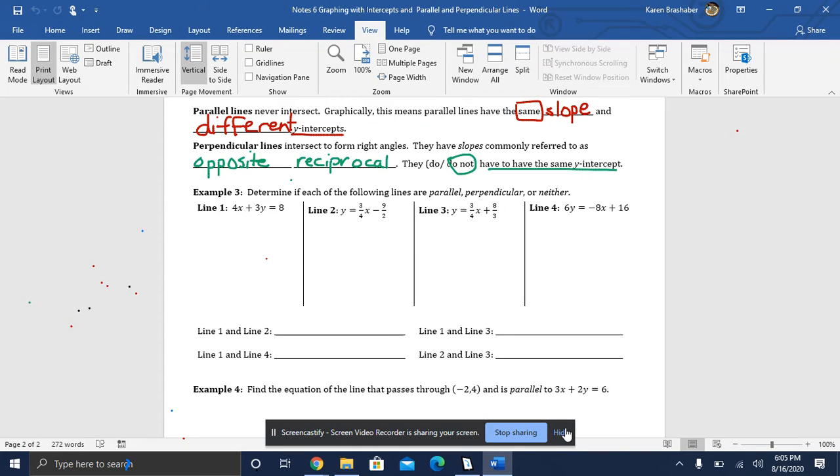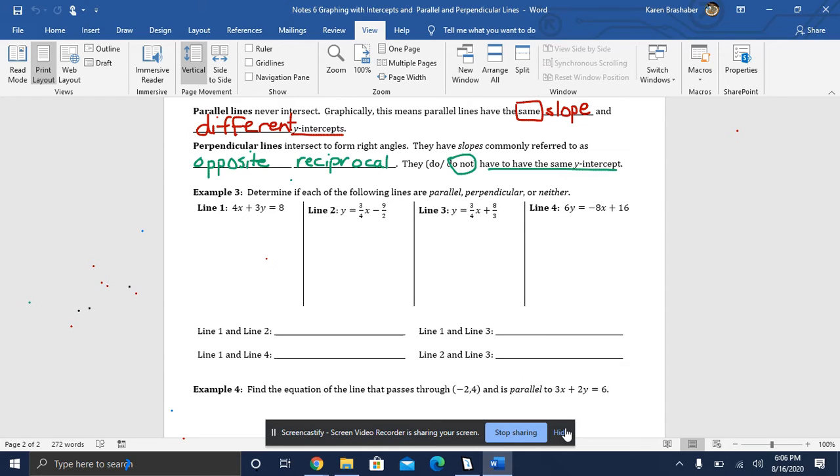Our next section is about parallel and perpendicular lines. We're going to compare their equations and talk about their graphs. So parallel lines will never intersect, and for that to happen, the slopes need to be the same. They have the same slope, and their y-intercepts will be different because they will have no points in common. So parallel lines: same slope, different y-intercepts.